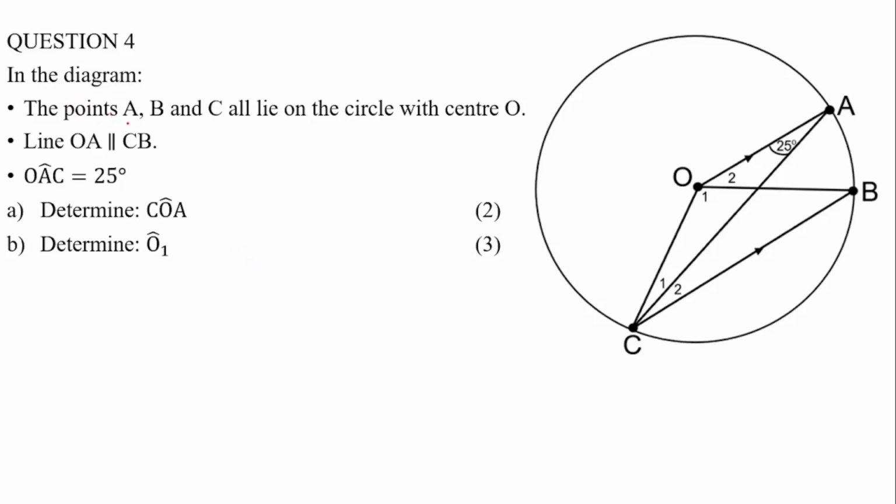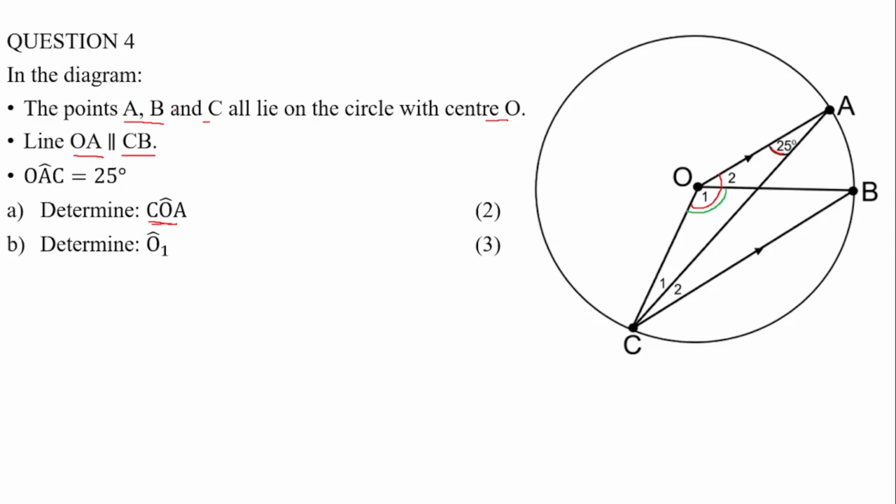In the diagram, points A, B, and C all lie on the circle with center O. Line OA is parallel to line CB. OA is parallel to CB. And then angle OAC is 25 degrees. This is the angle OAC. We have to find the size of angle COA, this whole angle. And then after that, we are going to find angle O1, which is this angle. Now let's discuss the information that we have, and then after that, we'll answer the questions.